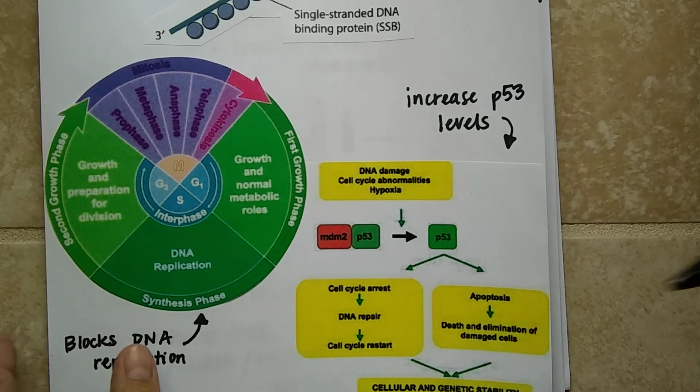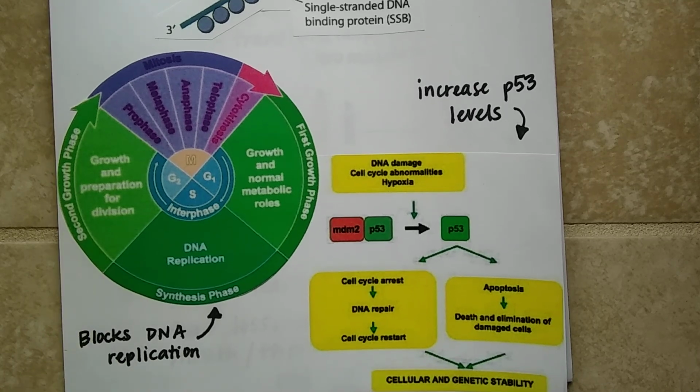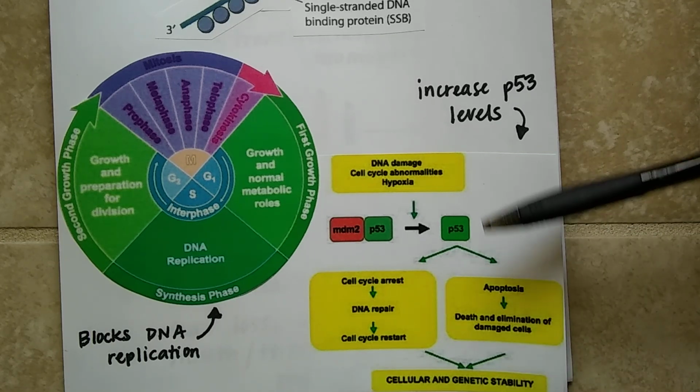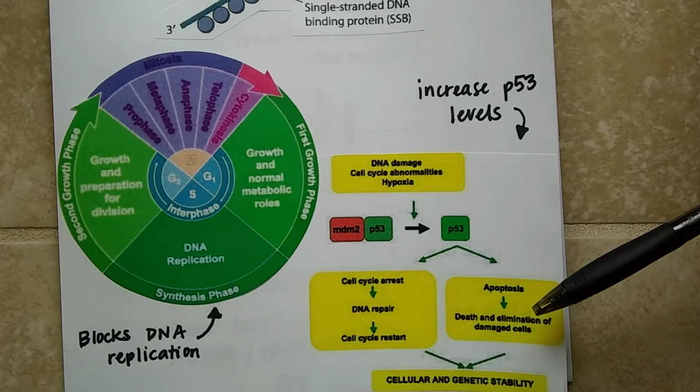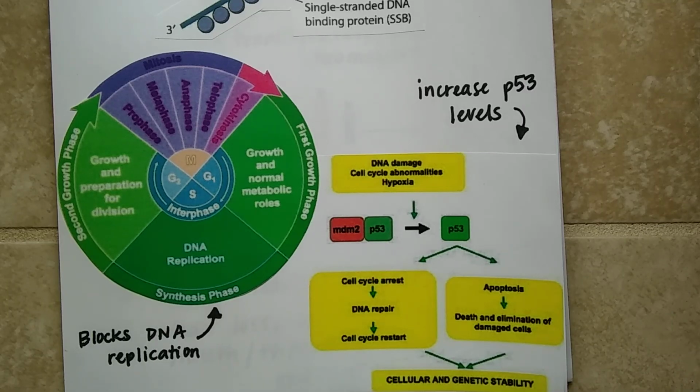here. So whenever there is DNA damage or any cell cycle abnormalities, which would include the cancer cell cycle, doxorubicin will increase levels of p53, causing it to undergo apoptosis. And this will result in the death and elimination of the cancer cells.